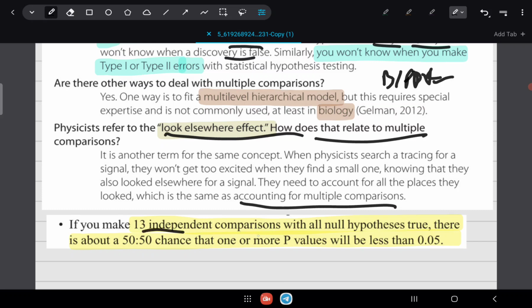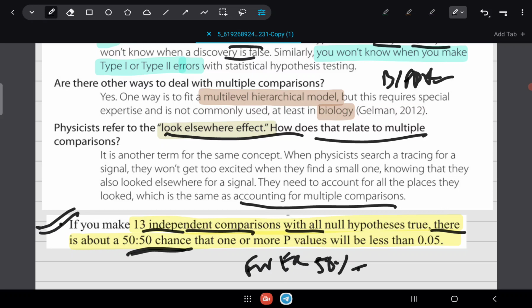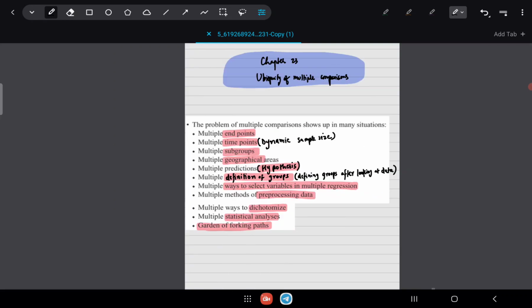Let's say you are making 13 different comparisons. This is something I want you to remember, and it looks like something you can remember. If there are 13 multiple independent comparisons, then the FWER is about 50%. So there is a 50% probability that at least one of the 13 comparisons can be significant just by chance, even if the null hypothesis is true for all 13 experiments.